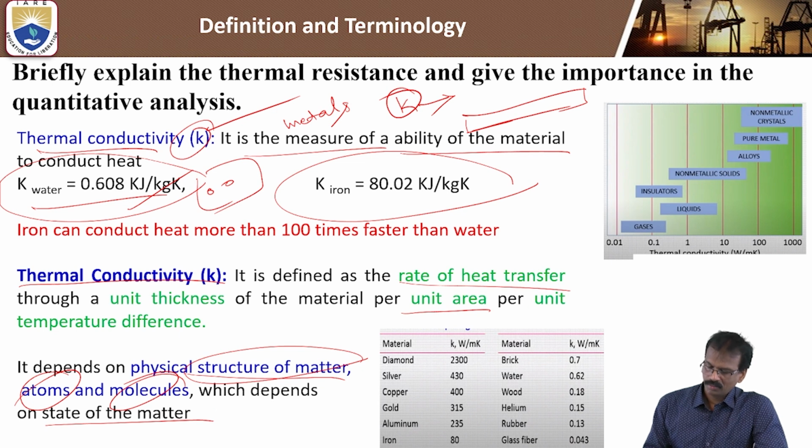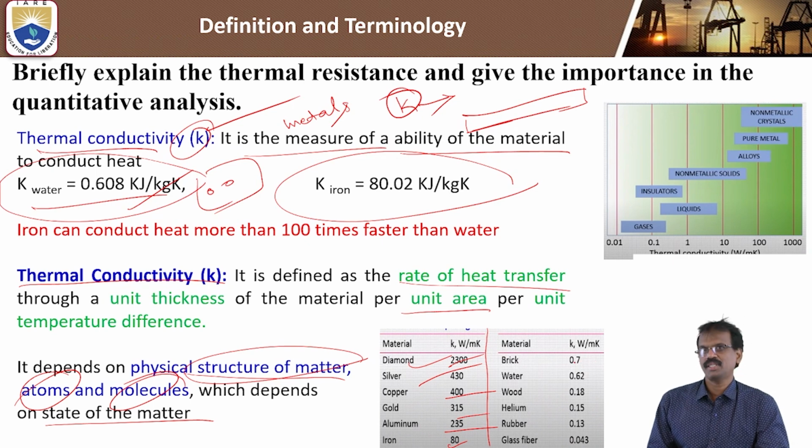So there are some materials given which have high thermal conductivity. Diamond, 2300, silver 430, copper 400, gold 315, and aluminum 235. The iron is 80. So these are the good conductors. Here we can see the bad conductors, which we call insulating materials.